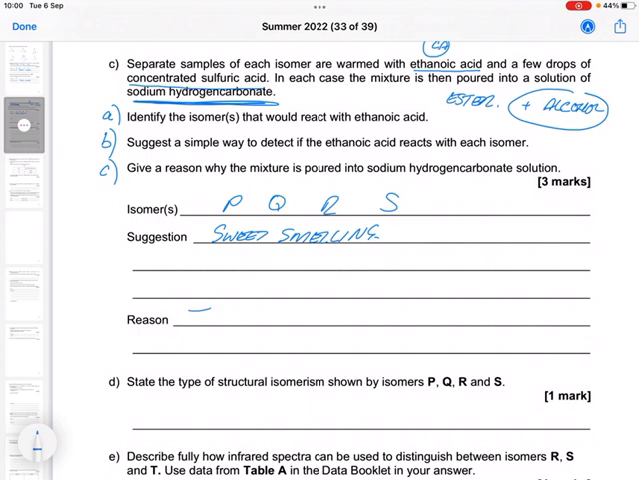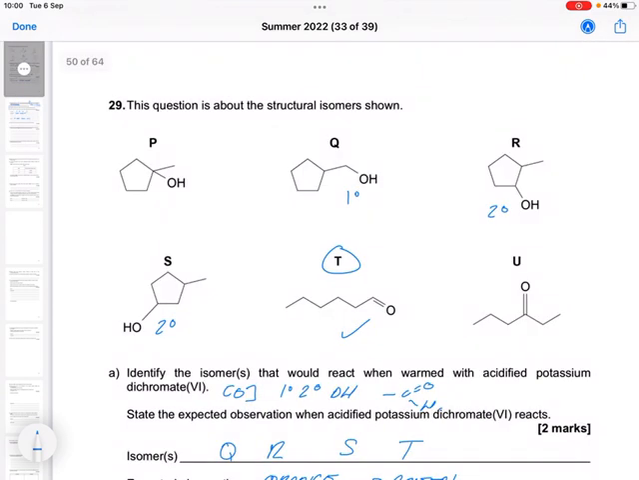Okay, part D, type of structural isomerism shown by P, Q, R, and S. We've got the same basic structure, but you can see that the OH is basically changing position around all of these. So this is a position isomer.